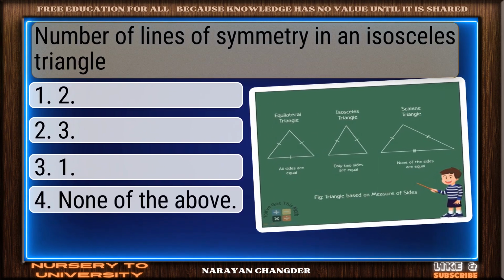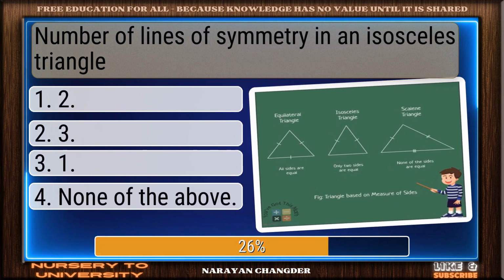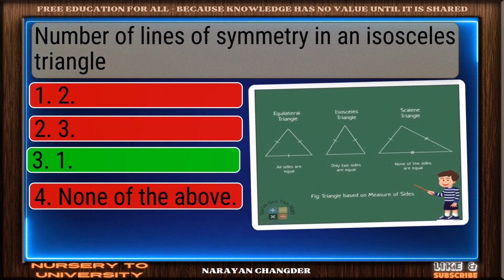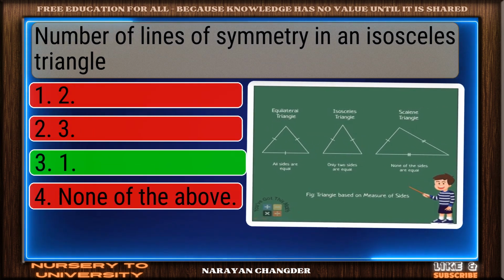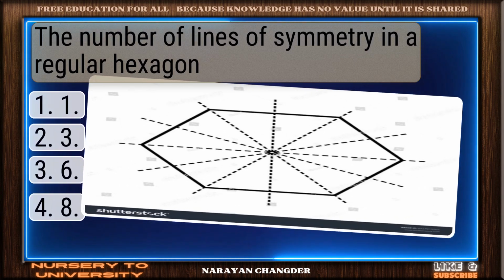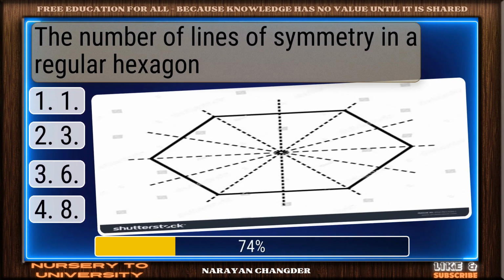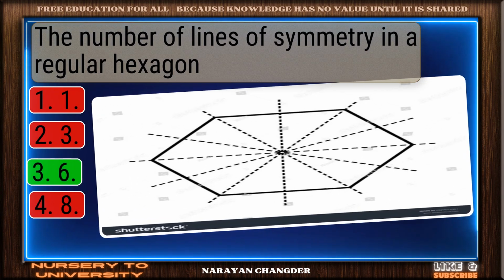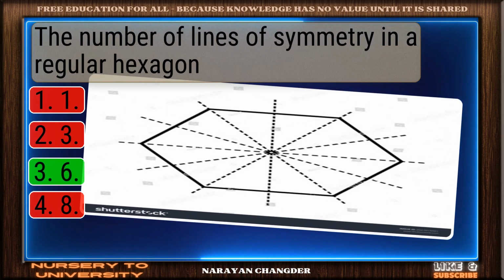Number of lines of symmetry in an isosceles triangle. Smart pick. 1 is the correct choice. The number of lines of symmetry in a regular hexagon. Strong choice. 6 is the right answer.